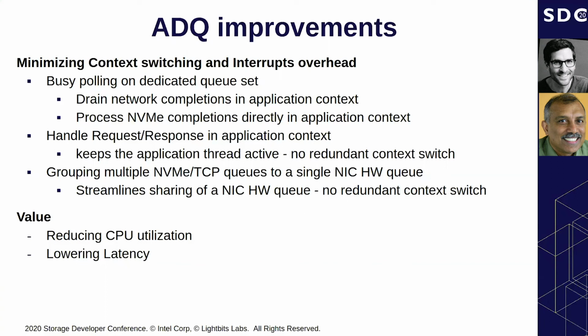The value prop here in terms of these improvements is that, in addition, because of the grouping, you also have the ability to reduce CPU utilization, because you're really processing traffic in the most efficient way possible on a given core, without any context switches and with busy polling, so that you get the maximum throughput out of a core.